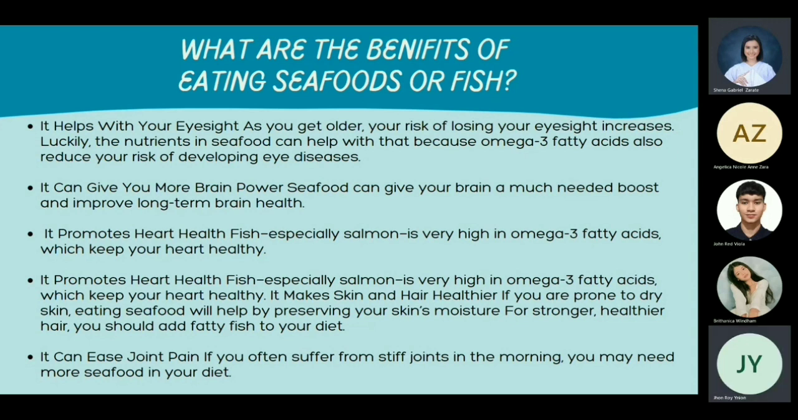Next is seafood and fish can give us more brain power. Seafood can give our brain a much needed boost and improve long-term brain health. Omega-3s can help reduce the risk of developing Alzheimer's disease and prevent mental decline as we grow older. These nutrients also help our body properly regulate memory and emotion.